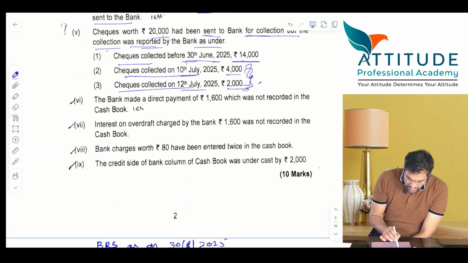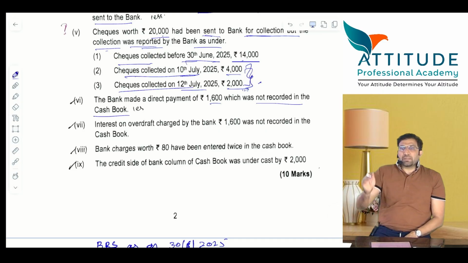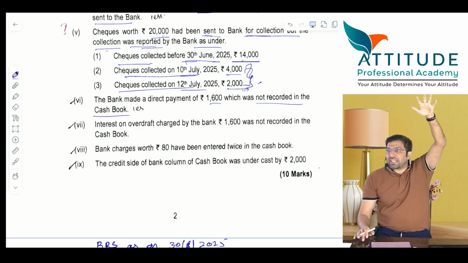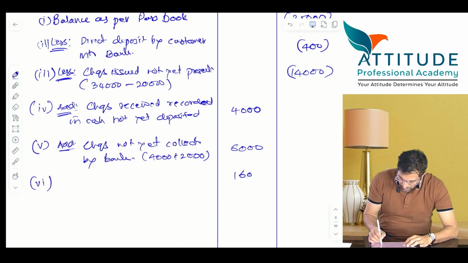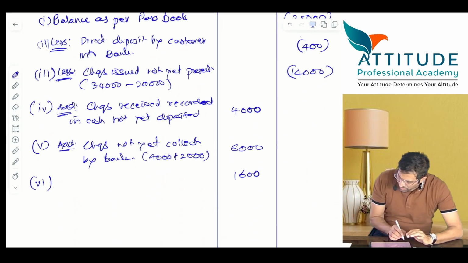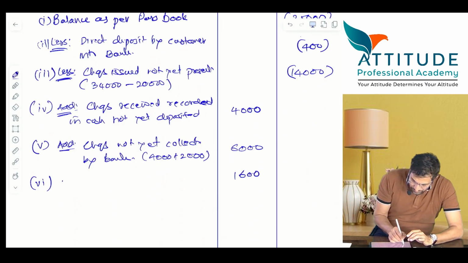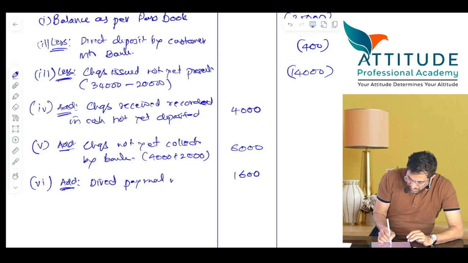Fast यार. Bank made a direct payment of 1,600 which was not recorded in cash book. Obviously, bank balance is less, cash book balance is up. This will get added. Actually less होगा ये. So क्या लिखना है बोलो? Direct payment by bank. Direct payment made by bank. Not recorded in cash book. Not recorded in CB. Cash book. समझ ला?